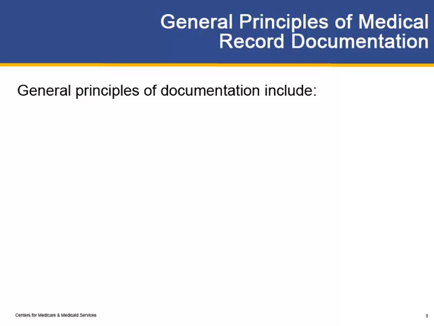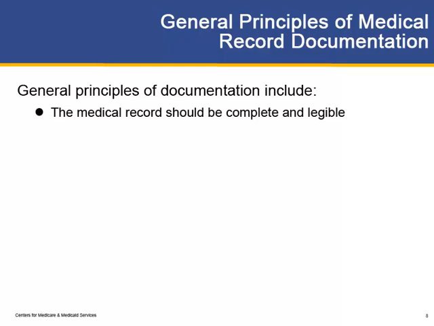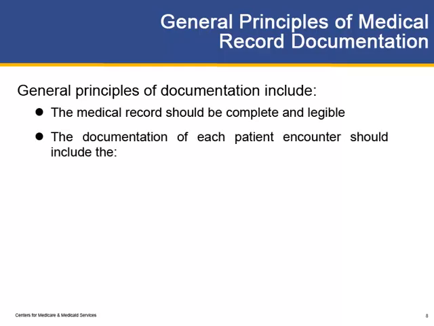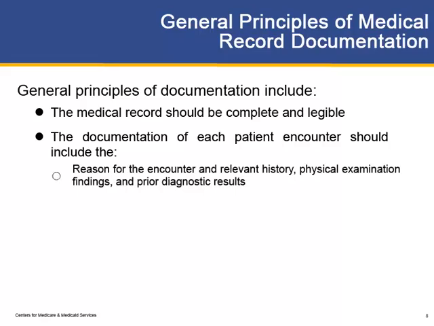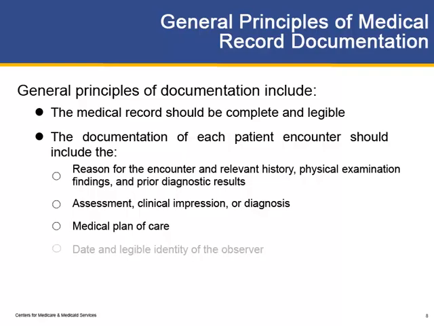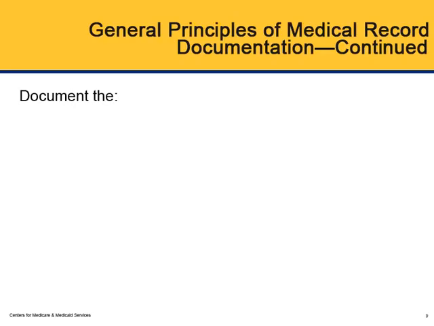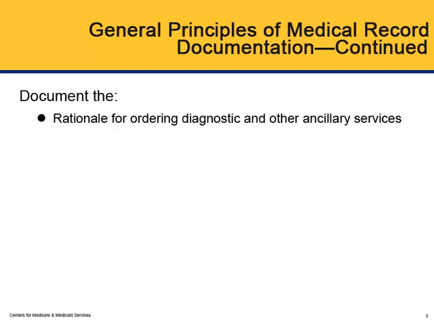The principles include: the medical record should be complete and legible. The documentation of each patient encounter should include the reason for the encounter and relevant history, physical examination findings, and prior diagnostic results, assessment, clinical impression or diagnosis, medical plan of care, and date and legible identity of the observer. If not documented, the rationale for ordering diagnostic and other ancillary services should be easily inferred.